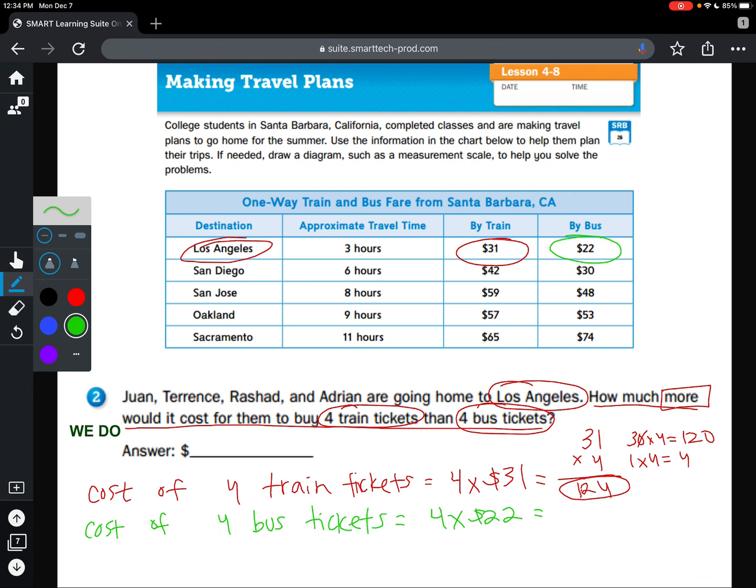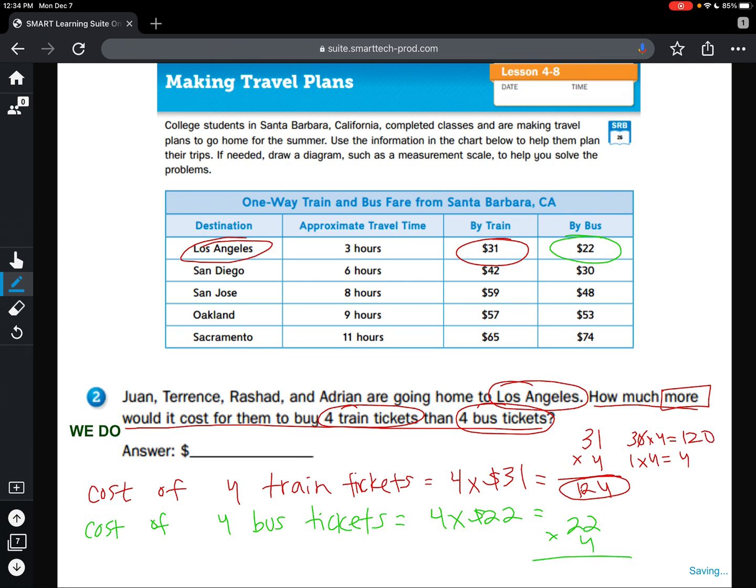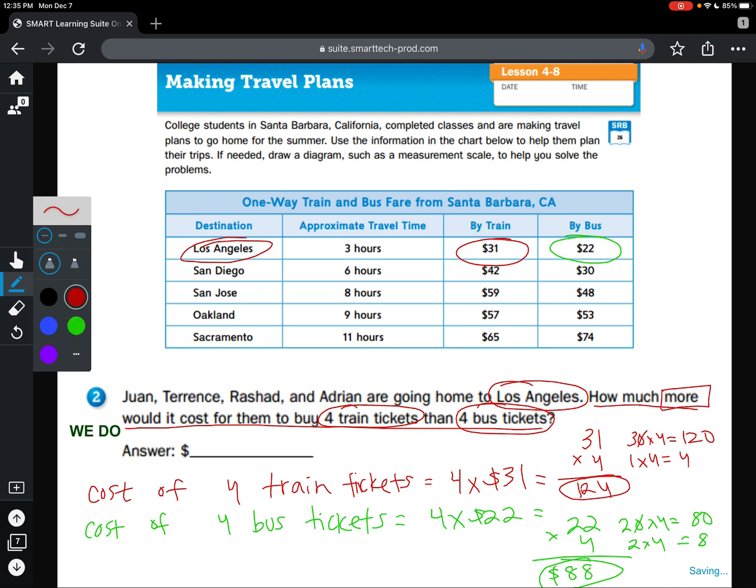So when I did 4 times 31, I did 30 times 4 is 120, and 1 times 4 is 4, and I got 124, so that's how much 4 train tickets would cost. And then when I do 4 times 22, I'm going to do 20 times 4 and 2 times 4. And I get an answer of 88. Is that the answer to my problem, 124 and 88?